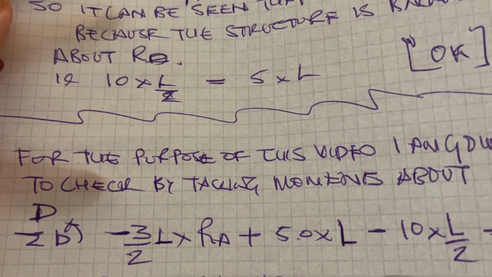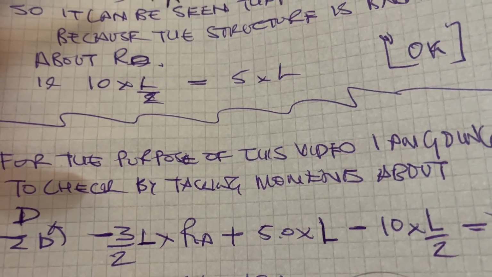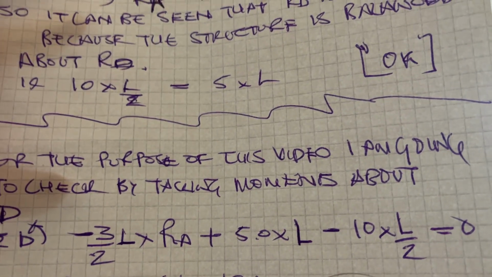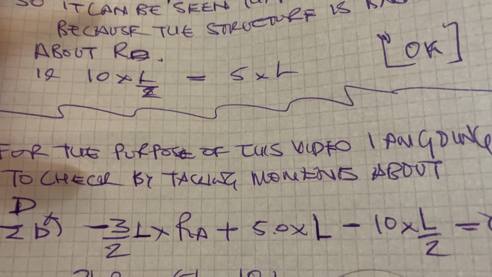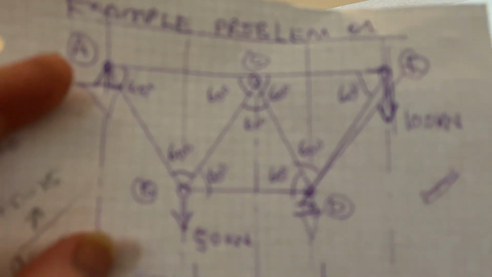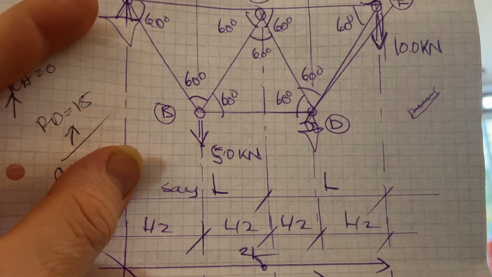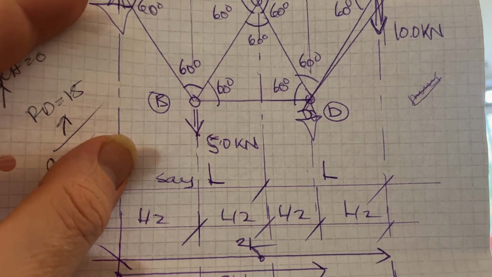If you look at the forces again, the point load of 10 times L over 2 equals 5L, and 5 times L is 5L. If you take moments about D, just the forces, you've got 10 times L over 2 minus 5 times L, so they're balancing. It's balancing about the support D.